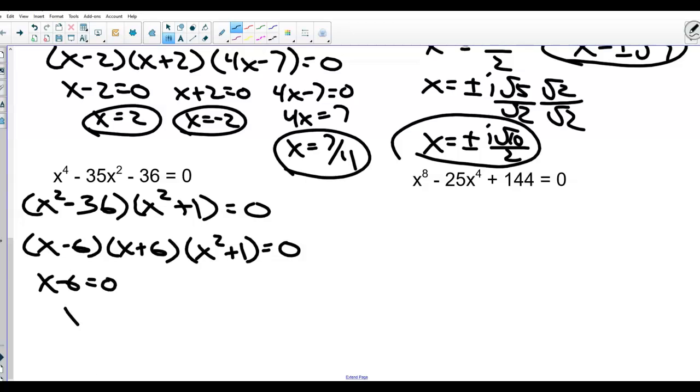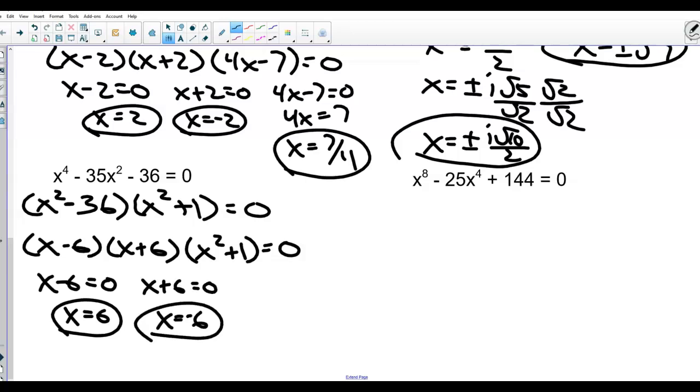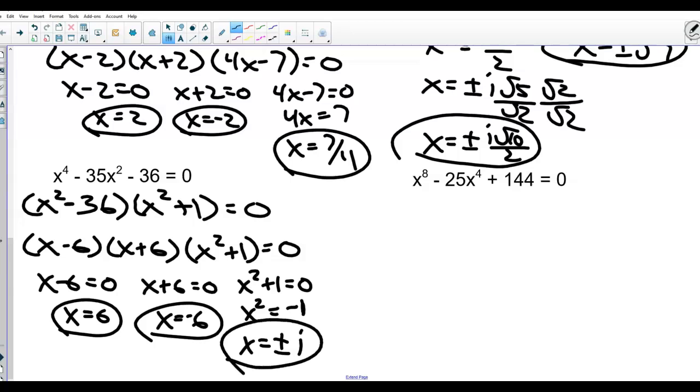X minus 6 equals 0. X equals 6. X plus 6 equals 0. X equals a negative 6. X squared plus 1 equals 0. X squared equals a negative 1. When you take the square root of both sides, the square root of 1 is 1. Since it's a negative 1, it's plus or minus i.